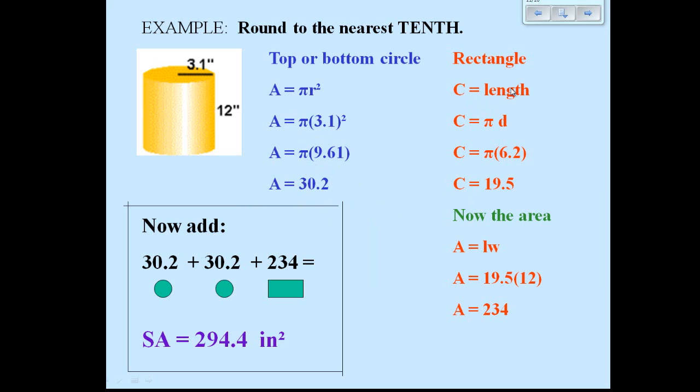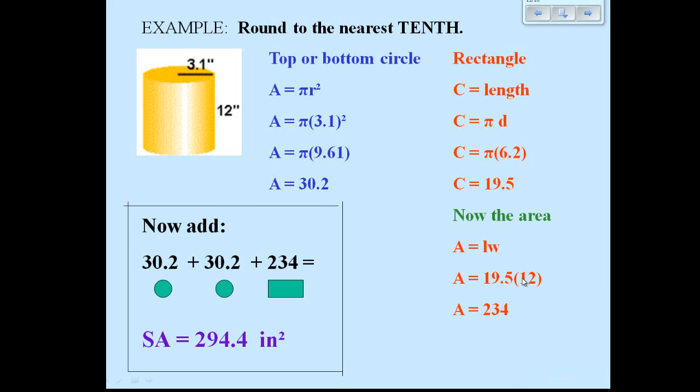The rectangle has a length of pi d. Very important. Do you see that? The length of my rectangle is pi d because it goes all the way around, and the height is 12. So I have to find the circumference, which is 19.5, because it's pi times the 3.1 times 2. This is my radius times 2. And then that gives me 19.5. And then the length times the width is going to be 19.5 times that 12.